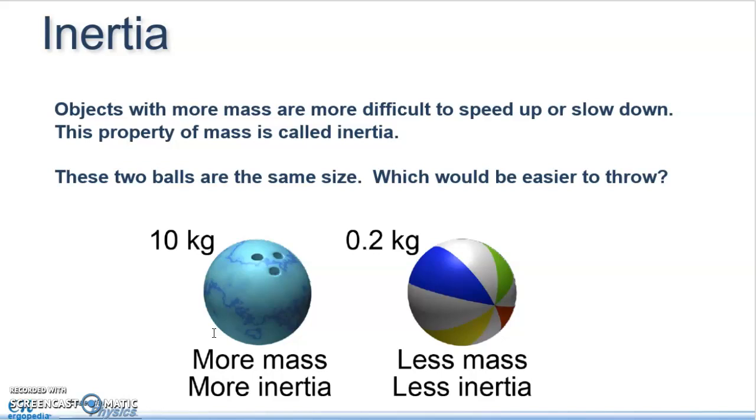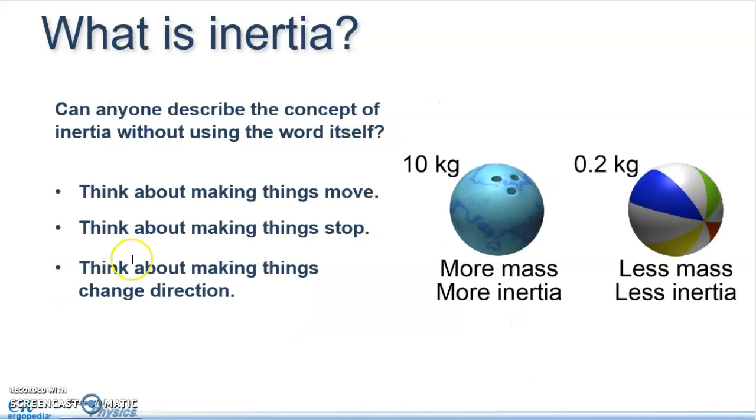Objects with more mass are more difficult to speed up and slow down. You probably notice that in your everyday life. Just as an example, if you try to throw a bowling ball versus a beach ball, you'll notice that it's quite a bit easier to move the beach ball than it is to move the bowling ball.